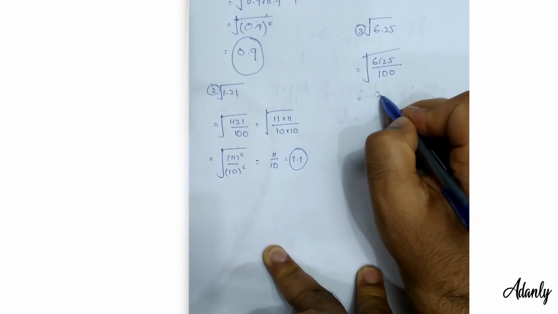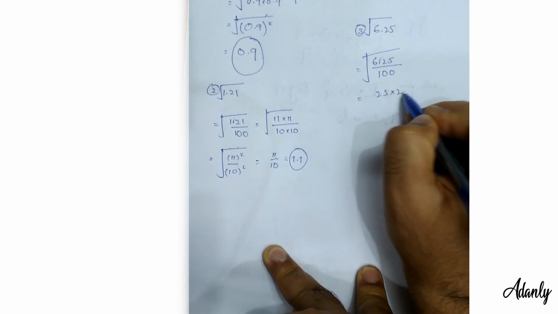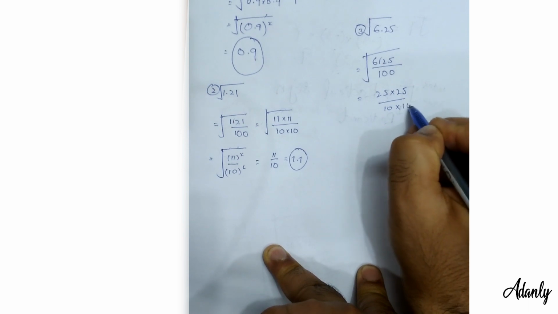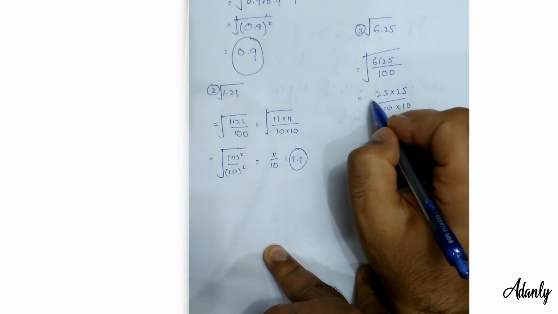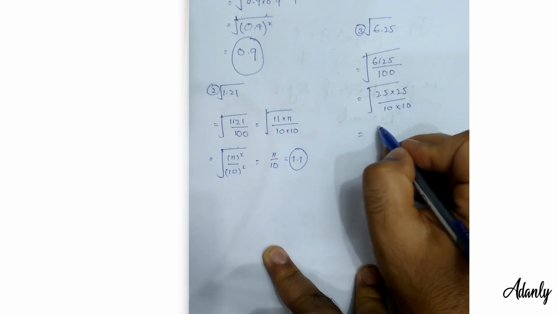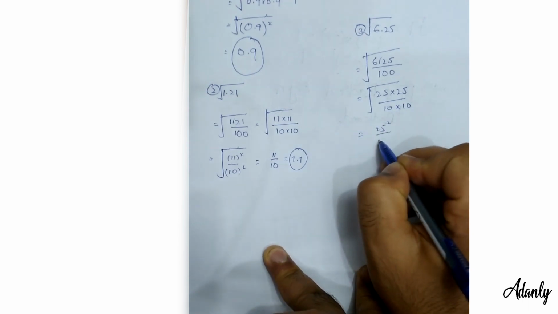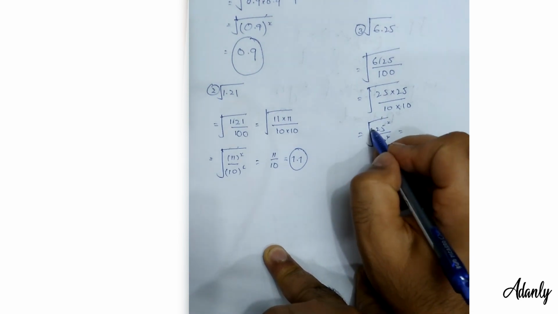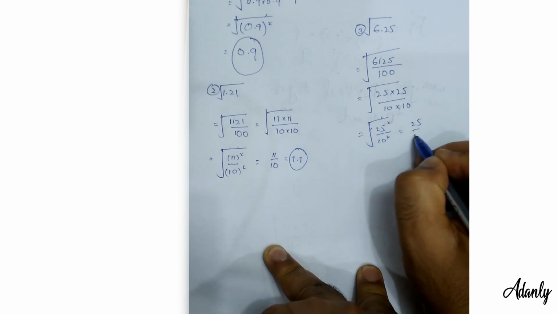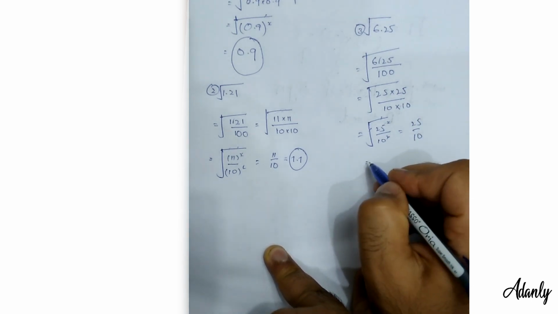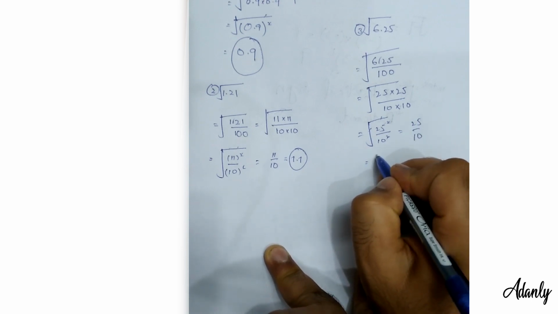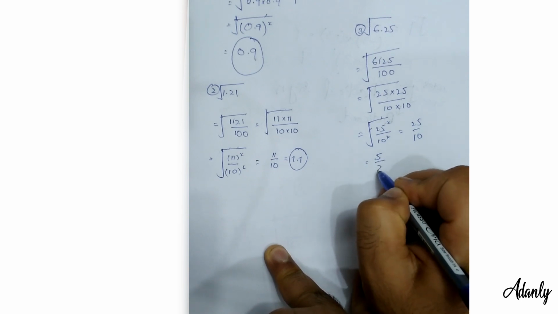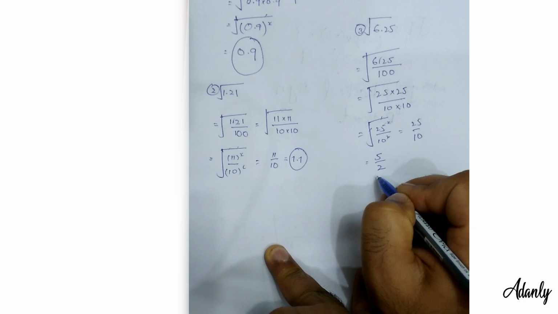If we multiply 25 by 25, it will give us 625, and if we multiply 10 by 10, it will give us 100. All right, so 25 square divided by 10 square under the square root. If we cancel this with this and this with this, it will give us 25 divided by 10, which if we simplify further, 5 multiplied by 5 equals 25, and 2 multiplied by 5 equals 10. So this is also the answer.